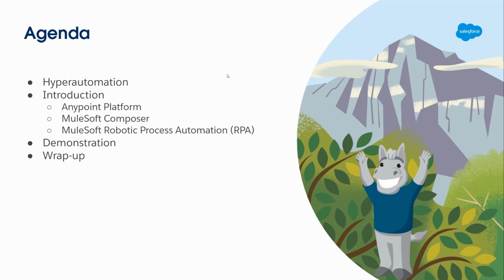Okay, so what's on the agenda? First, we will cover what hyperautomation is, as this is a key word in the presentation. Then we will go through three main components: Anypoint Platform, MuleSoft Composer, and MuleSoft Robotic Process Automation, RPA for short, and then we go straight to the demonstration. The introduction and the demonstration will be based on the Salesforce consultant case. We will see the current state and the challenges that our Salesforce consultant faces and how he resolved them using this hyperautomation toolkit. And at the end, we will wrap it up.